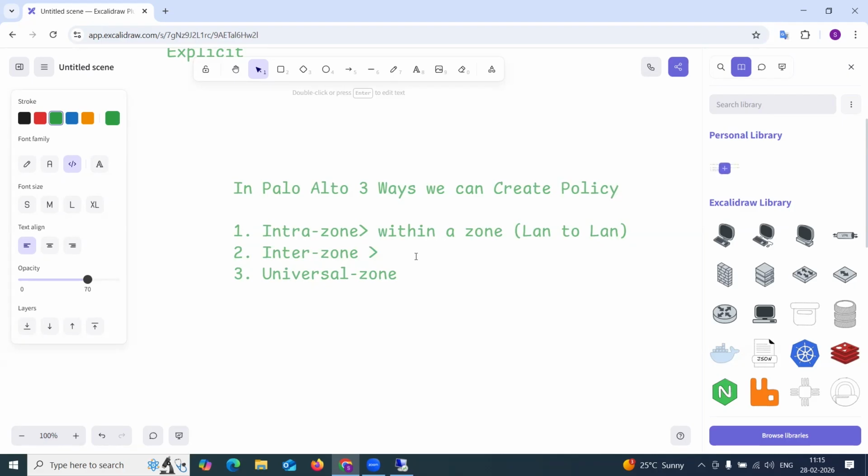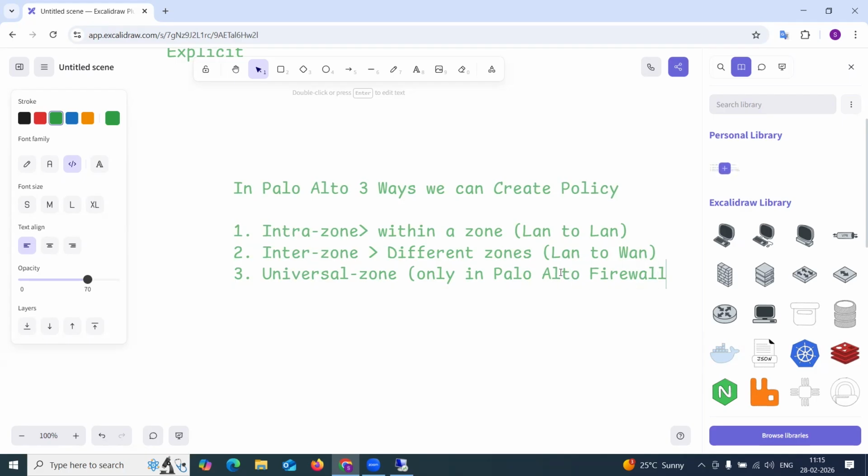Guys, in simple words, I'm trying to make you understand. When I say interzone, it should be different zones. Like it can be LAN to WAN, or LAN to DMZ, I just gave one example. The universal zone is only in Palo Alto Firewall. This way of creating a rule is not available in any other firewall, so don't use this term with Checkpoint, FortiGate, FTD or ASA.